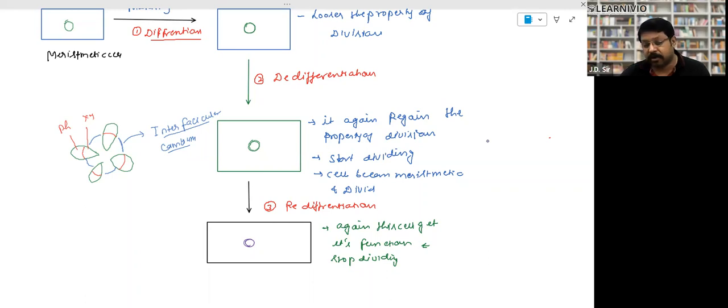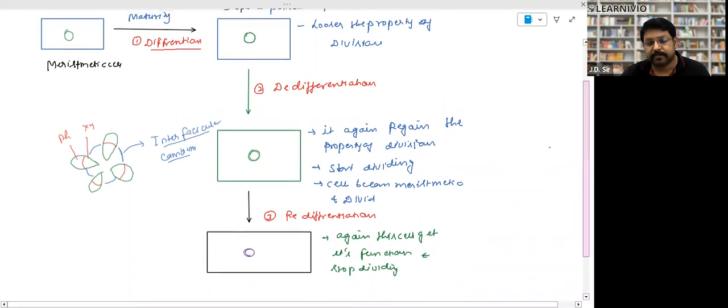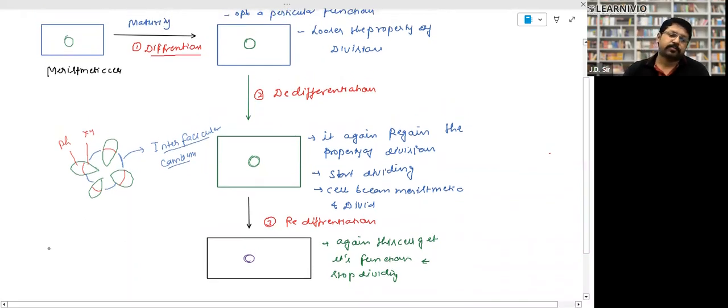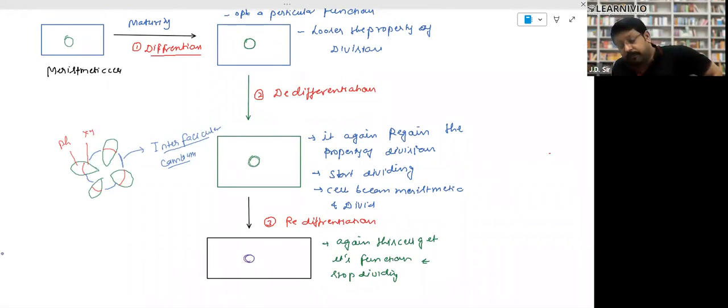Tell me, is it clear or not? If it is not clear, then ask me. Come on, guys, tell me. You will get the question. Yes, I have seen the question on de-differentiation, redifferentiation, and all that.